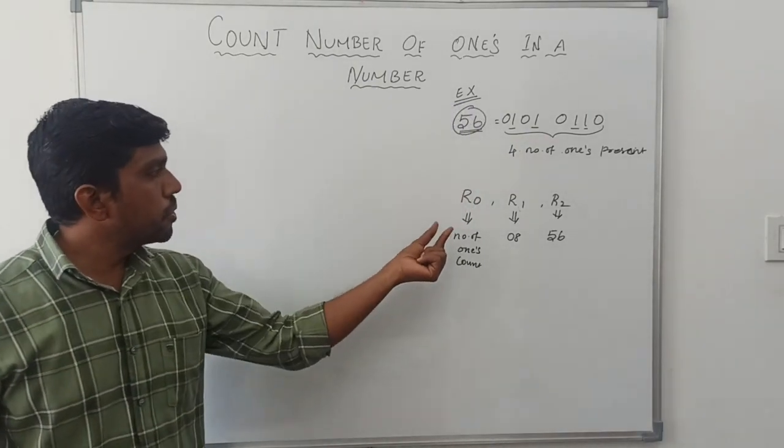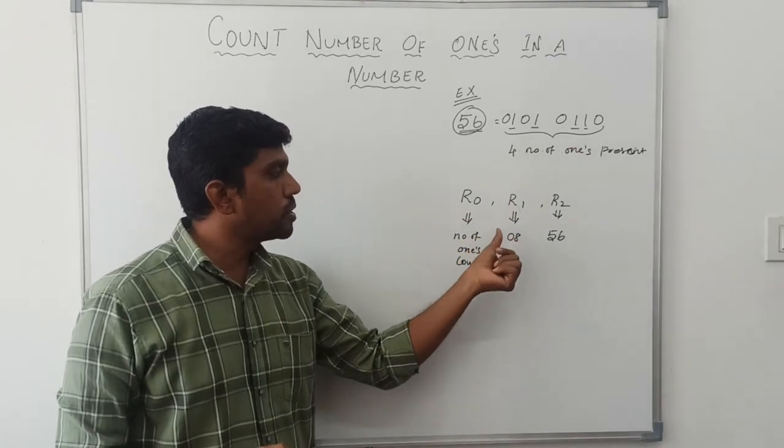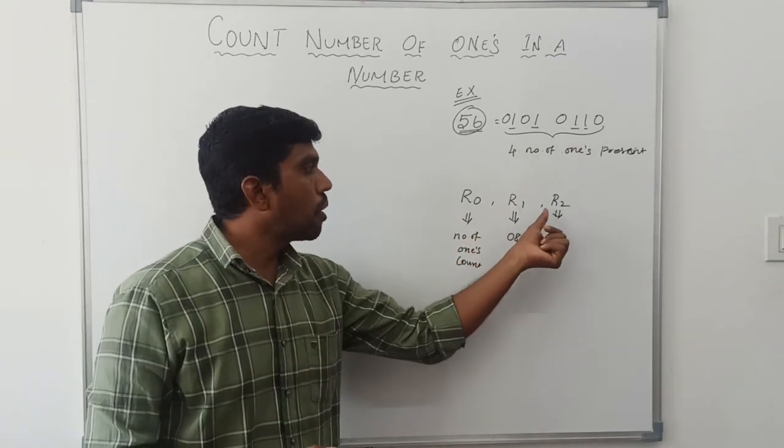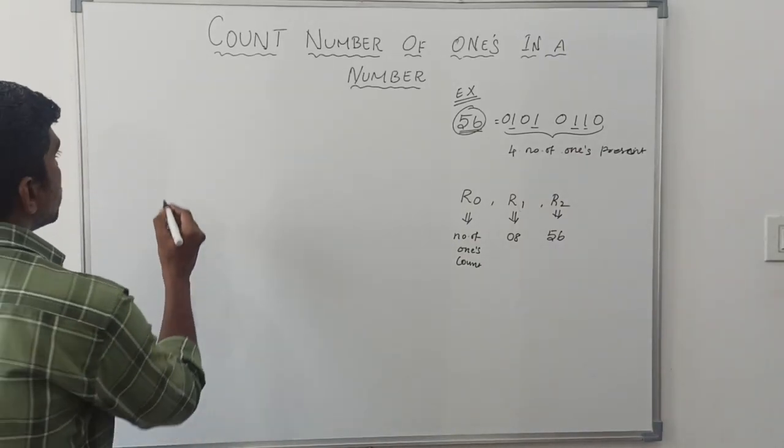So in this program I am using 3 registers. R0 register holds the number of ones count. R1 register holds the width of the bits. R2 register holds the given number. So let me write the program.